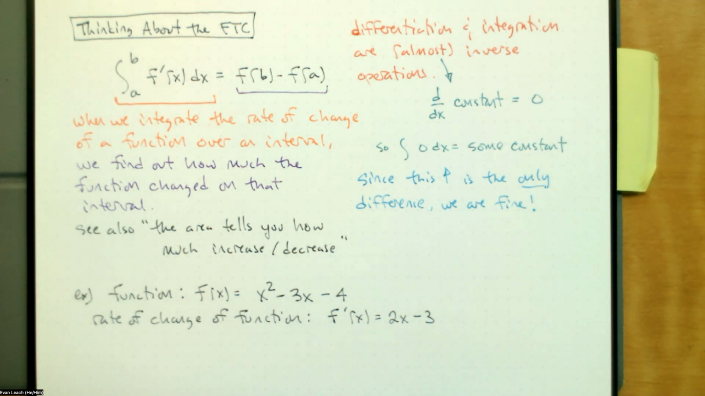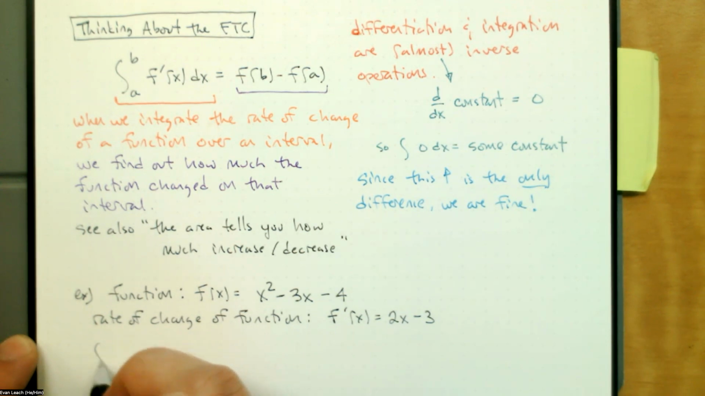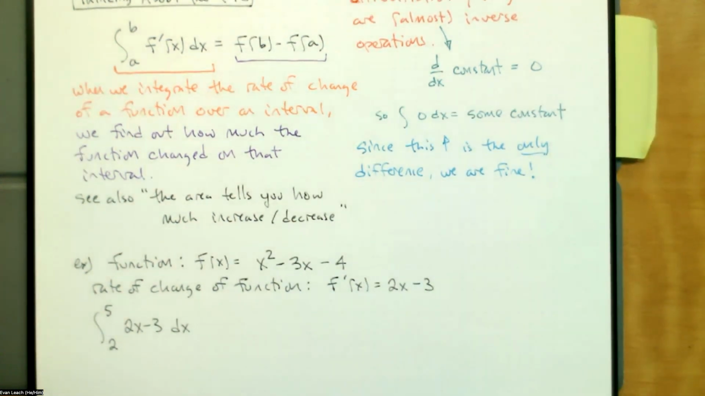Let's integrate this function, let's integrate the rate of change from, let's say, 2 to 5. Let's integrate from 2 to 5 the rate of change of the function, 2x minus 3.